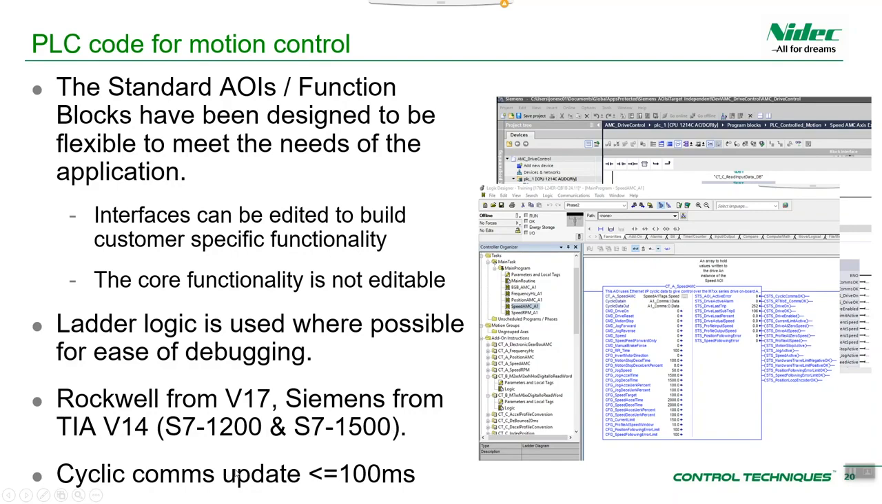Cyclic comms can be updated as slow as 100 milliseconds and still achieve nice synchronous motion if you are connecting something like a positioning axis to an EGB axis, because the synchronous communications between those is handled at the drives rather than via the PLC. What that means for you is that you can use a relatively low-end PLC and still get relatively high-end synchronous motion between two axes.